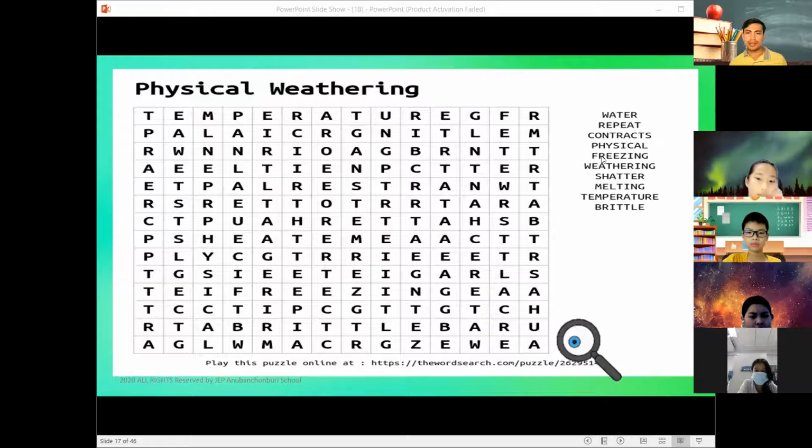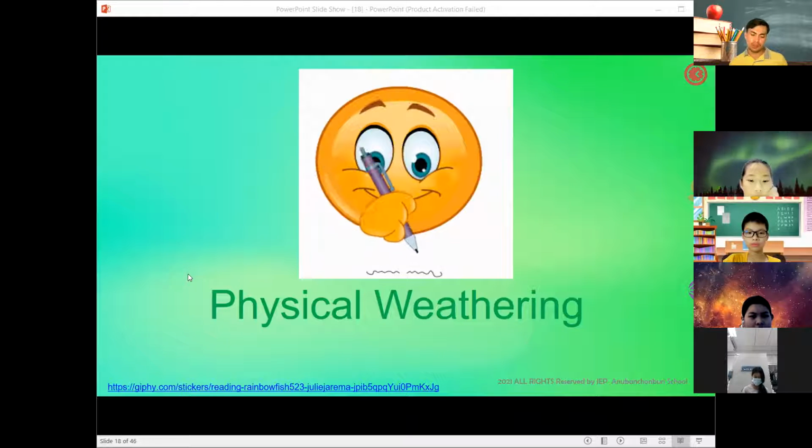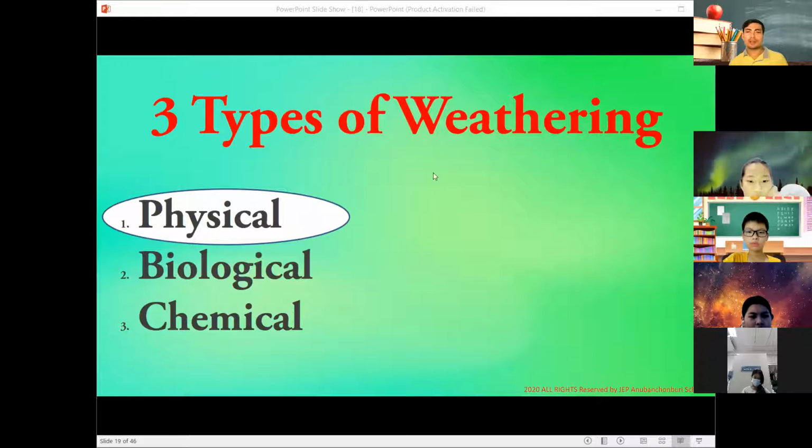All right, so let's proceed now to our topic about physical weathering. As we all know, there are three types of weathering you have in your book. You can find it on page 101. Do you have your books with you? It says there, weathering is the process of breaking down rocks into smaller pieces. Physical, chemical, and biological are the three types of weathering. But for this afternoon's lesson, we will be focusing only on physical weathering.